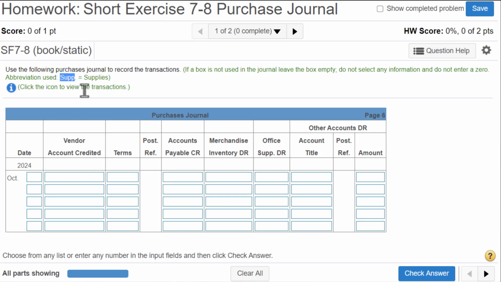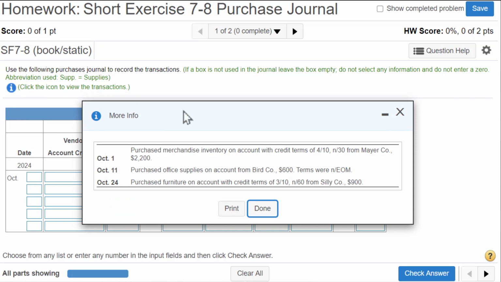If you see the abbreviation SUP, that stands for supplies. So office SUP is office supplies. Because they have dedicated columns for inventory and office supplies, they must purchase those two items on account quite often. So we're going to open up our transactions here.